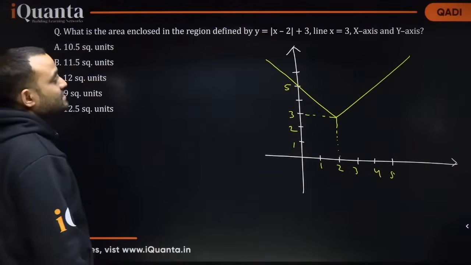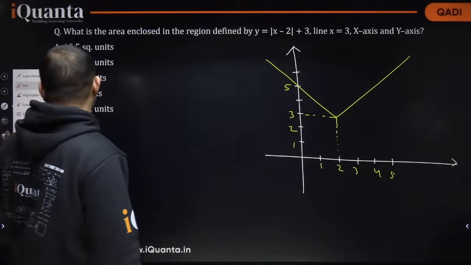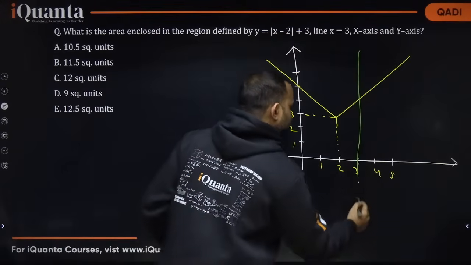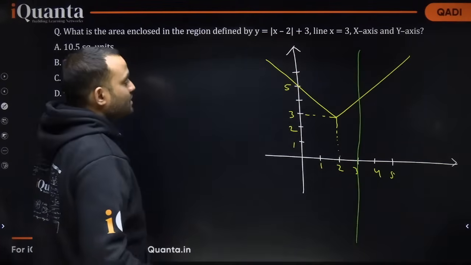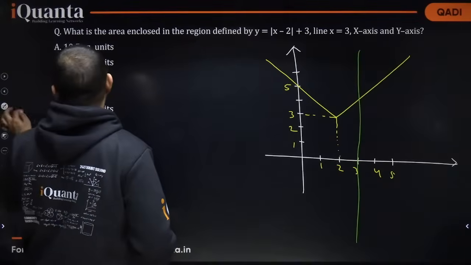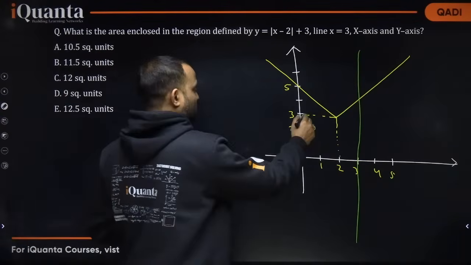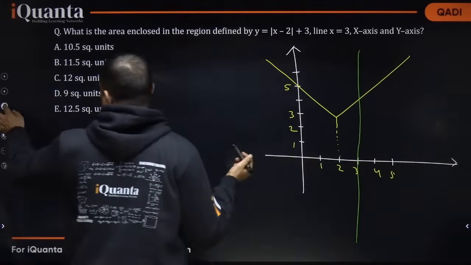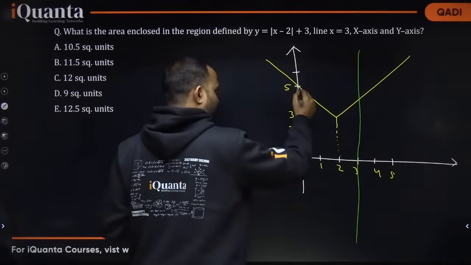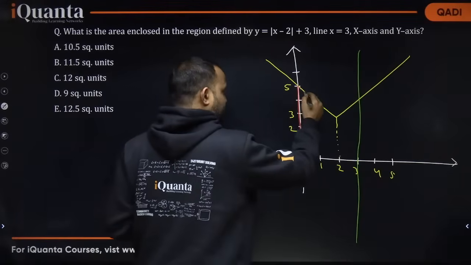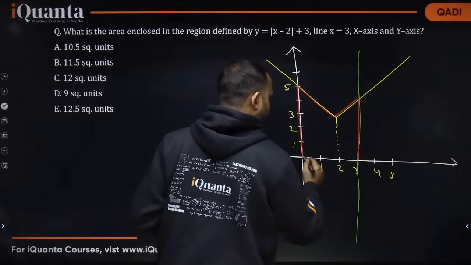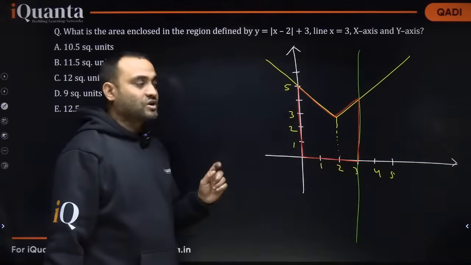Then it says x is equal to 3. x equal to 3 will be this line, this one. Now we need to find the area enclosed by this. So which area are we talking about? We are talking about this area. From here, the y-axis, then this one, then this one, then this one, and this one. This is the area that we are talking about.